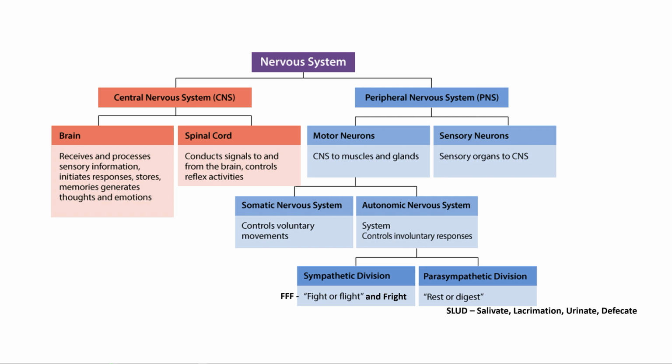Within the ANS, we have two subdivisions. We have the sympathetic division, also known as the SNS, sympathetic nervous system, and the PSNS, which stands for the parasympathetic nervous system. The sympathetic nervous system is also abbreviated as the FFF, fight, flight, or fright, when you're fighting for your life, running for your life, or scared for your life. And then the parasympathetic division is your rest and digest, or SLUD, system. It allows you to stay calm, be relaxed, salivate, lacrimate to tear, urinate, and defecate.